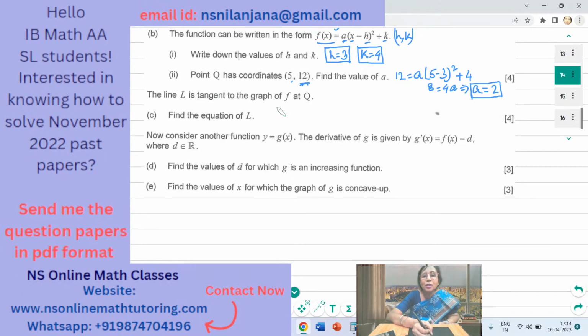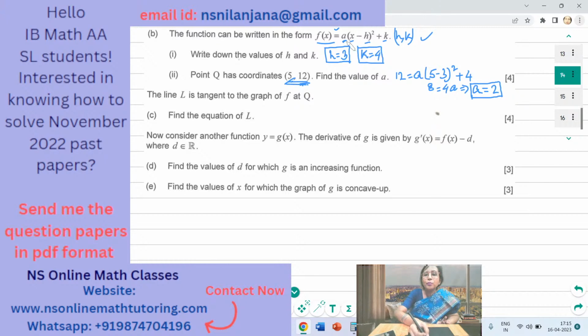Since the line L is tangent to the graph of F at Q, and we know the coordinates of the point Q, they are 5, 12, we know one of the points through which the line L passes. The other information that we have to get is the gradient of the line L. And how to get the gradient of the line L? By differentiating the function expression. We need to get f dash x, and we will get the numerical value of the gradient by putting x equal to 5, because we need the gradient at x equal to 5.